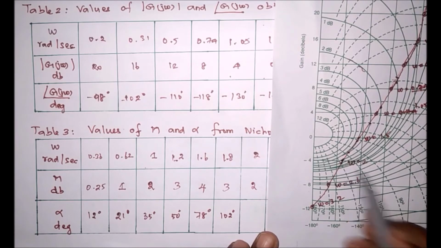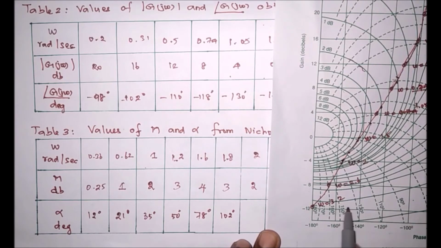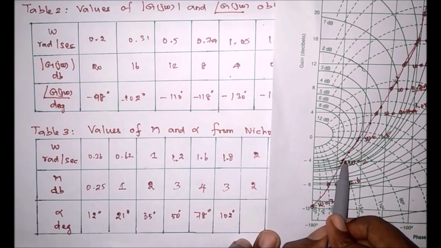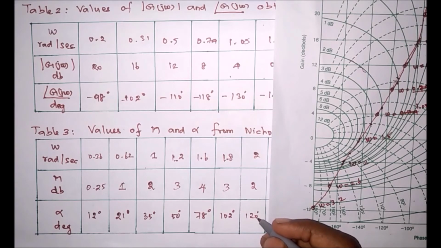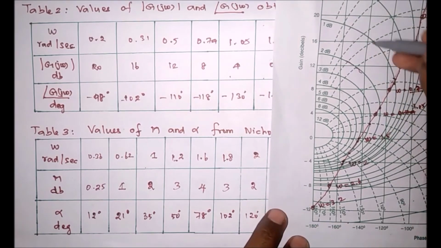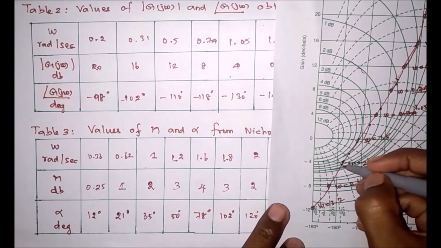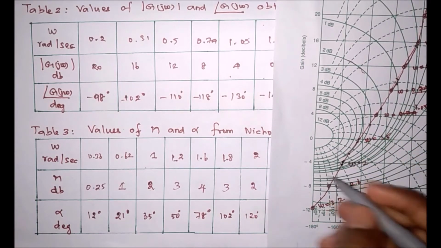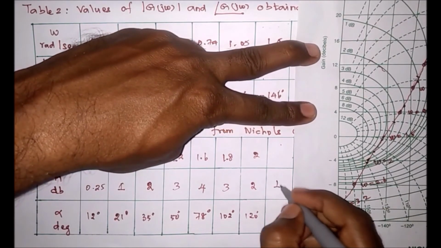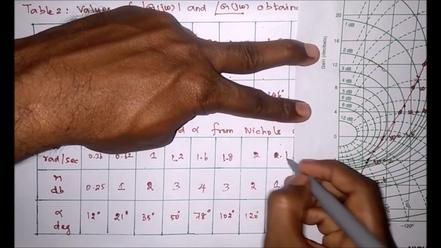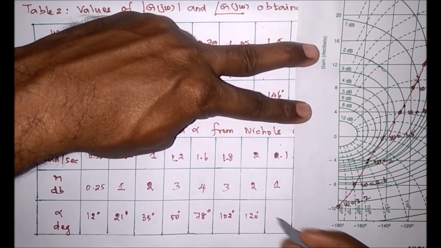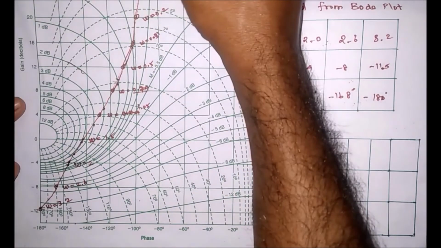After that it may be 120. So we see this is 110, this is 130. Actually this point is exactly in between these 2 points. So it is 120 degree. After 102 degree, 120. Next again we see this one is again cutting at this point. So now omega equal to 2.1. So now the angle is nothing but the 130 degree.